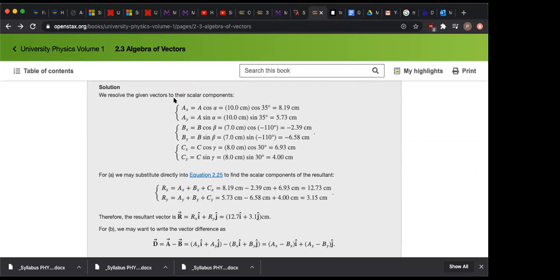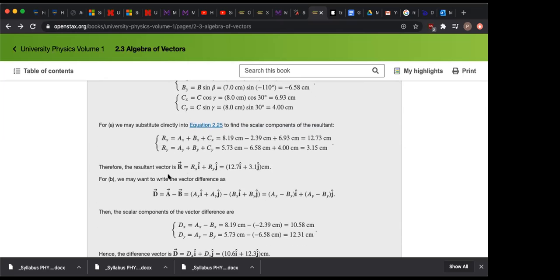And then once they've calculated all of the components for each one of the vectors, they add together the x components, they add together the y components, and they don't have any z components, so they're good. And they get 2 new vectors, the resultant of both of these. The resulting vector from the addition of those 2 vectors is 12.73 i hat plus 3.15 j hat, good to go.